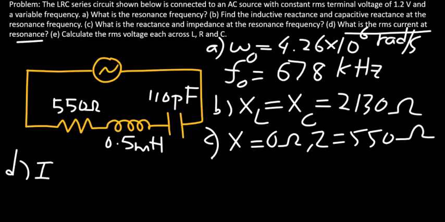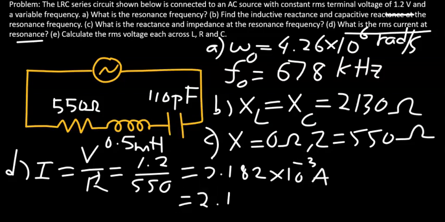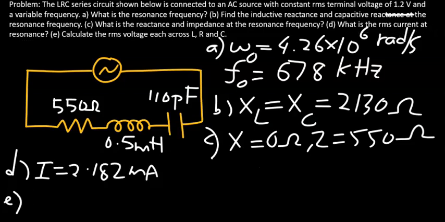So the root mean square current at resonance is the root mean square terminal voltage over impedance, but impedance equals the resistance. So capital V is given to be 1.2 volts in the problem, and R is 550 ohms, and that's going to be 2.182 times 10 to the power minus 3 ampere, or quite simply 2.182 milliampere.